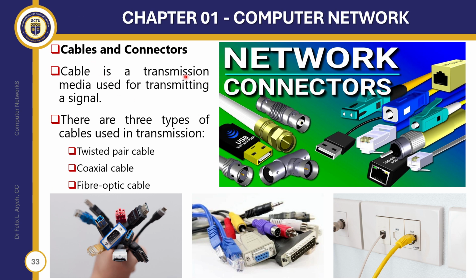Of course, to be able to have access to the network, we are still talking about the things that we need. We need cables and connectors. A cable is a transmission medium which is used for transmitting a signal. There are 3 different types of cables which are used in transmission. These are the main ones that are available. We have the twisted pair cable, which is usually these ones. These are the twisted pair cables.